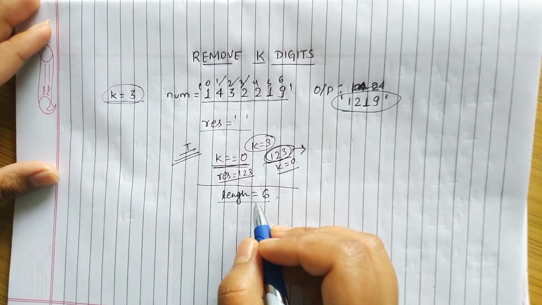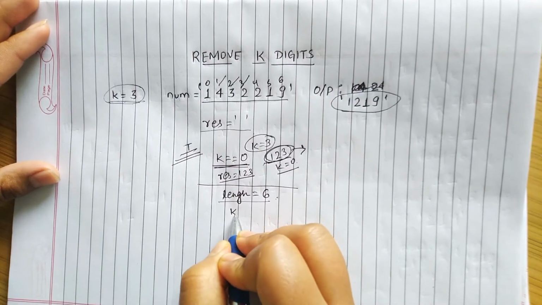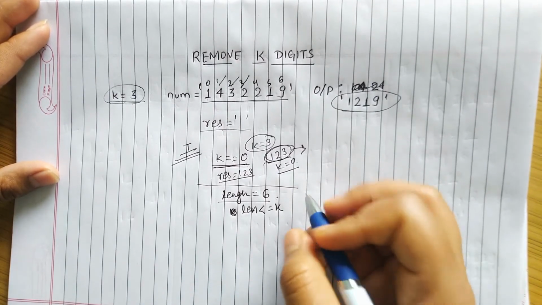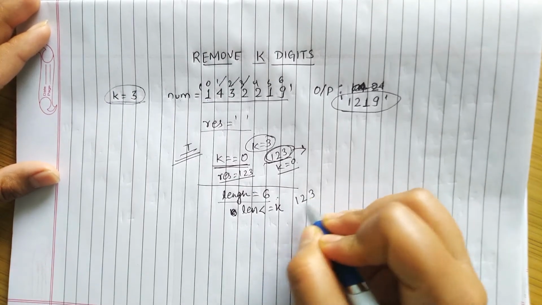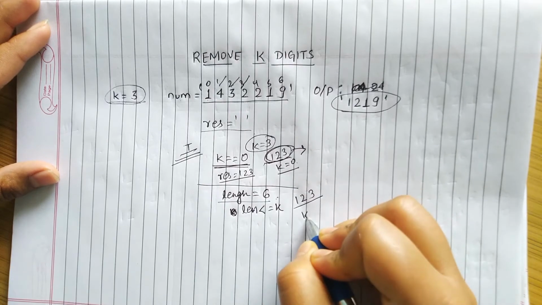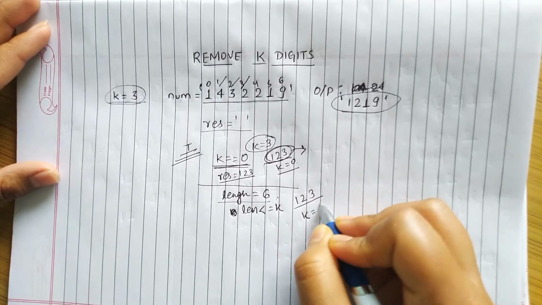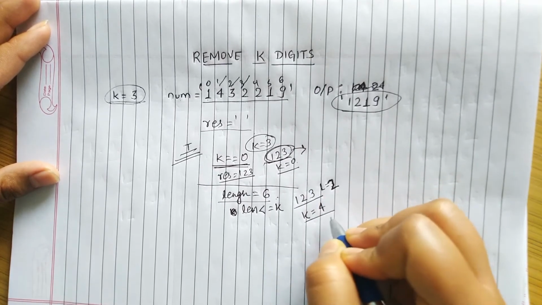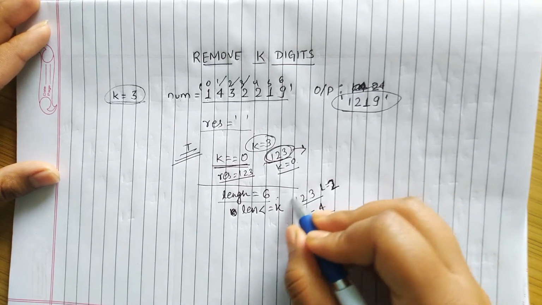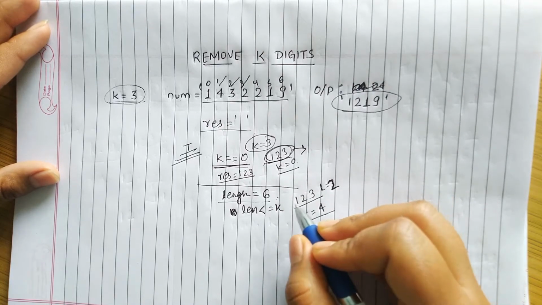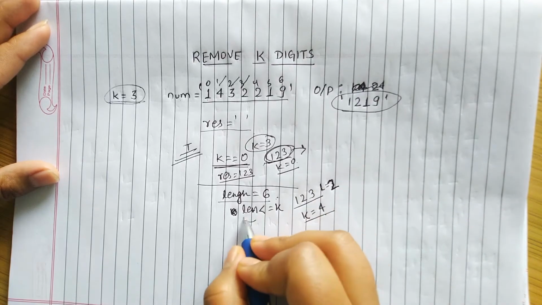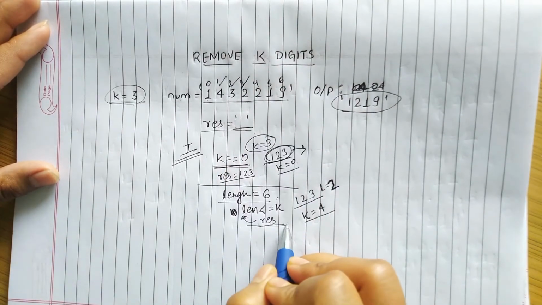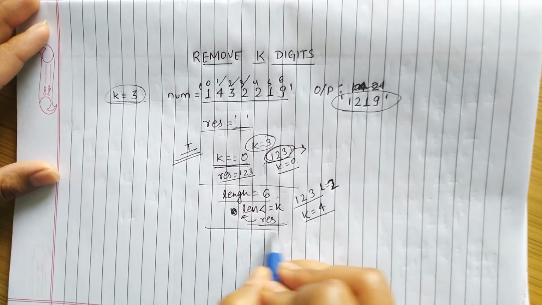And after that, what we will do is check if length is less than or equal to k. Now what this means is, if you have 1, 2, 3 and your k is suppose 4, so length is 3 and k is 4, then what is the smallest number you can make by removing 4 digits? That means you removed all the digits. So you will just return the res without doing anything. Initially res is already empty, so you will just return the res. Now this is also not the case over here.